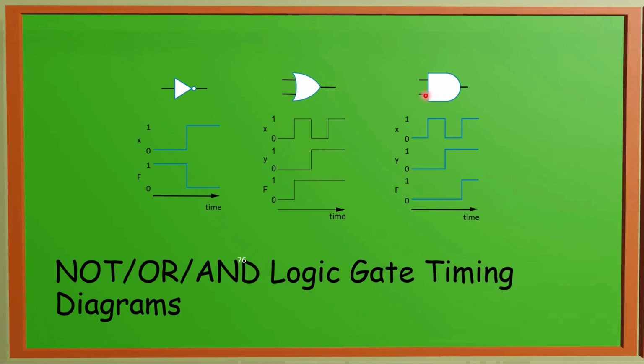Similarly for AND gate, suppose X and Y are two inputs. So for X 0, Y 0, output will be 0. For X 1, Y 0, output will be 0. We get output as 1 when X is 1 and Y is 1, both of them are 1, then only we get output as 1.